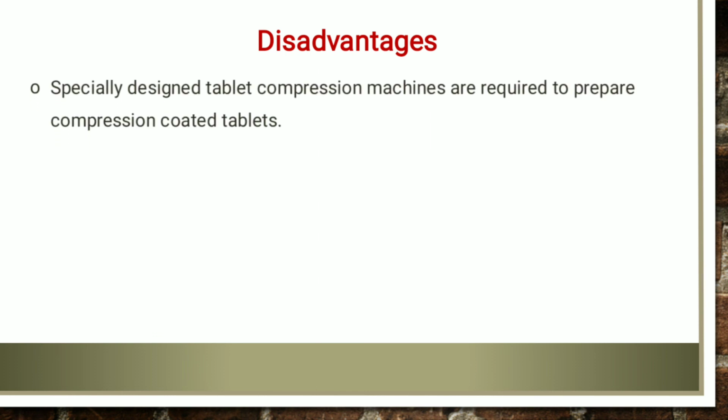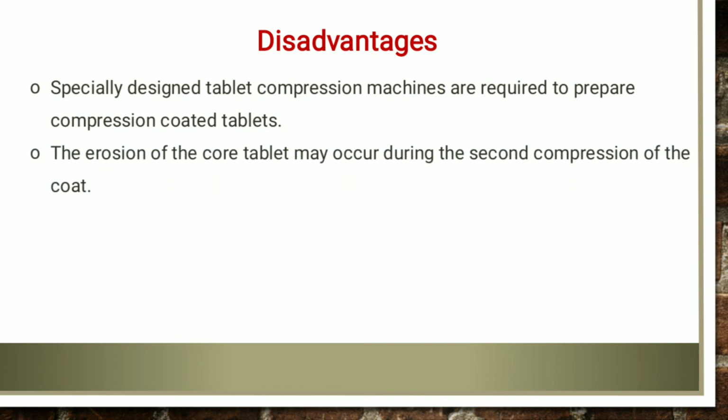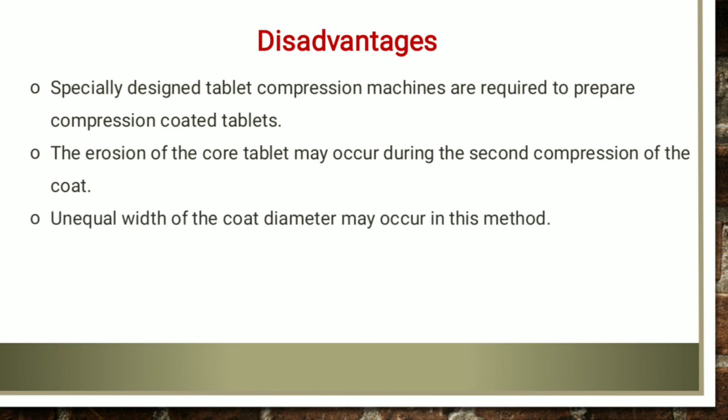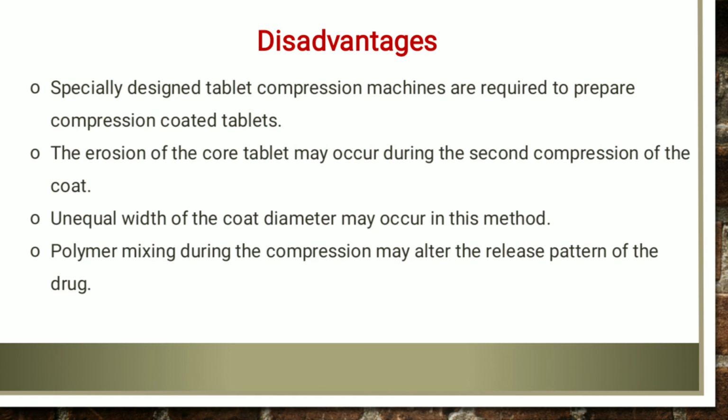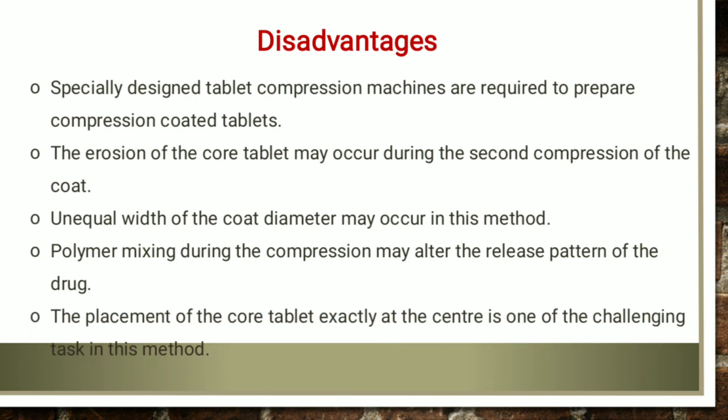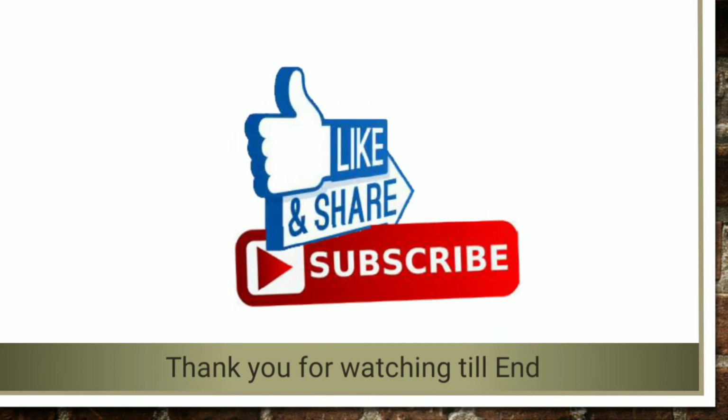Then talking about the disadvantages, the first disadvantage is that specially designed tablet compression machines are required to prepare compression coated tablets. Then erosion of the core tablet may occur during the second compression of the coat. Unequal width of the coat may occur in this method. Also, polymer mixing during the compression may alter the release pattern of the drug, and placement of the core tablet exactly at the center is one of the challenging tasks in this method. So, this is all about the compression coated tablet. Thank you.